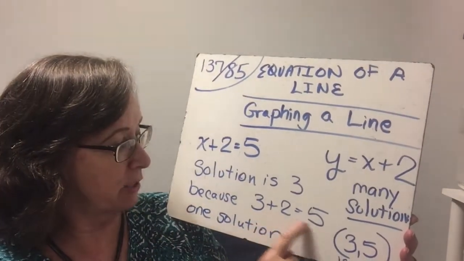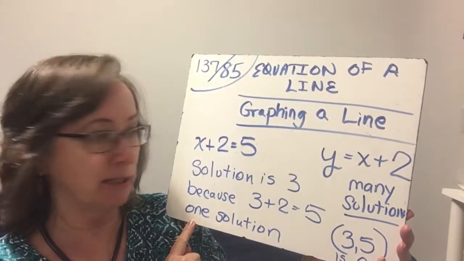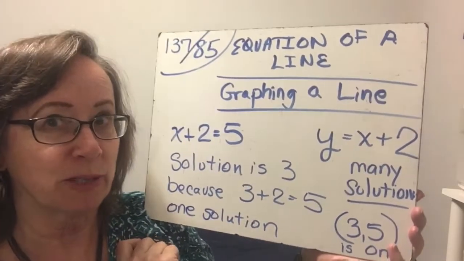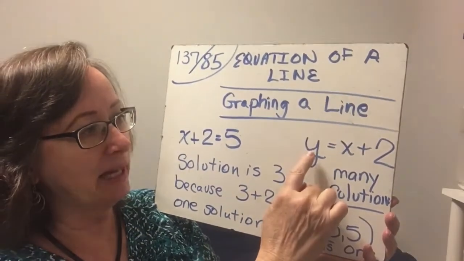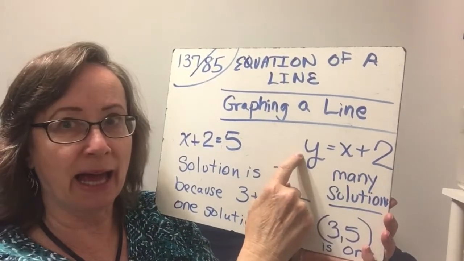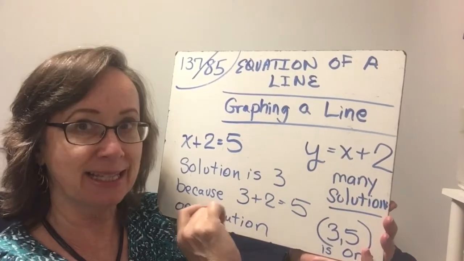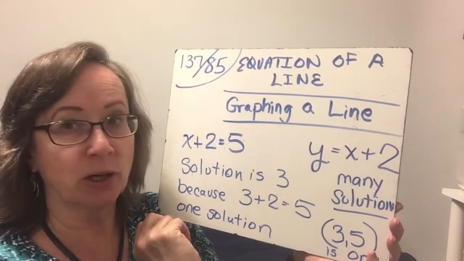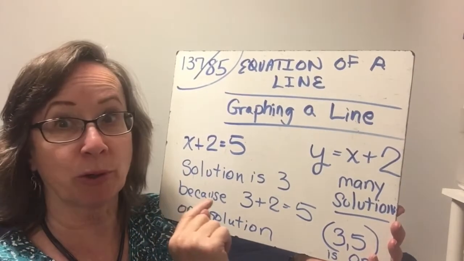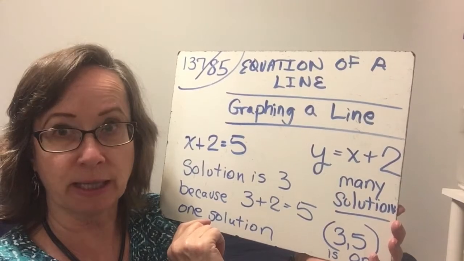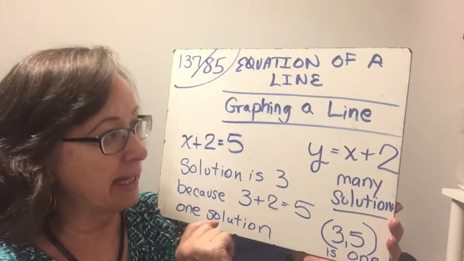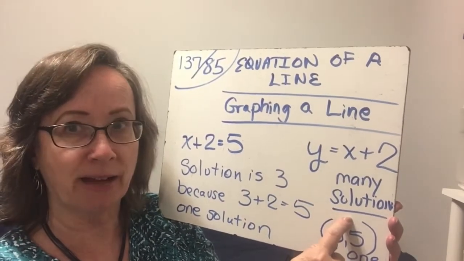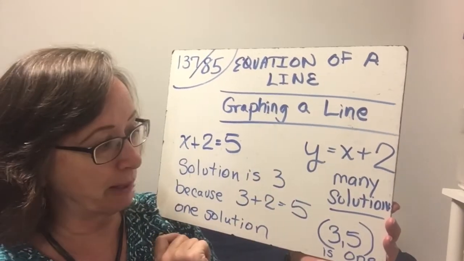Okay, so 3 plus 2 is 5 and this is one solution and there is only one solution. But when we're talking about lines, we have something like this. Y equals x plus 2. This is the equation of a line and there are two variables. And remember that we talked about just recently ordered pairs and coordinates and the rectangular coordinate system. This one has many solutions because there are many values of x and y that will make it true.